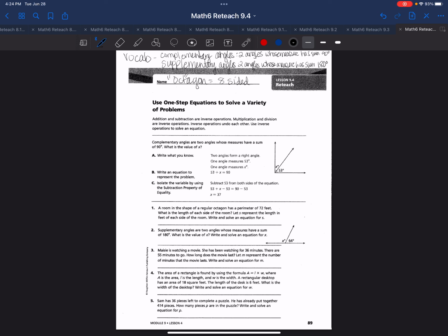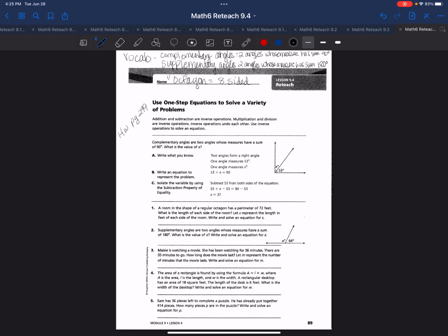I encourage you to pause this video and complete these problems on your own first. If you want to see similar problems, look at homework on page 299 in your student workbook. Addition and subtraction are inverse operations. Multiplication and division are inverse operations. Inverse operations undo each other. Use inverse operations to solve equations.